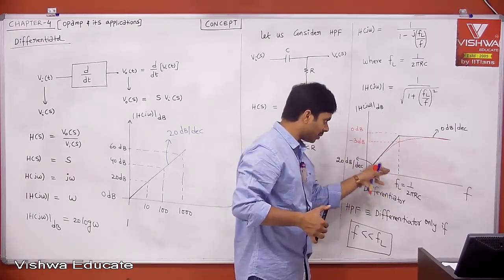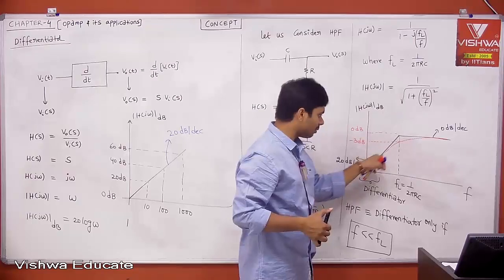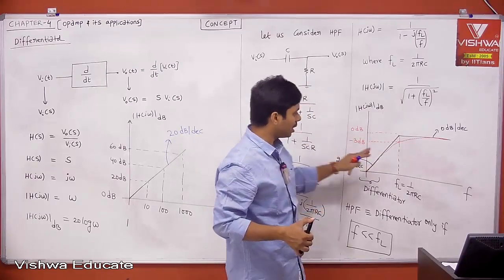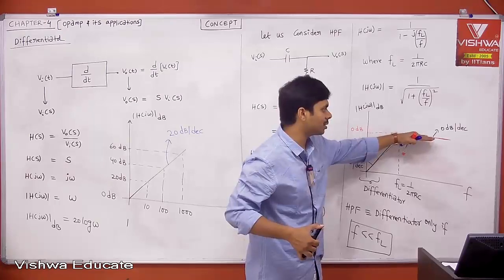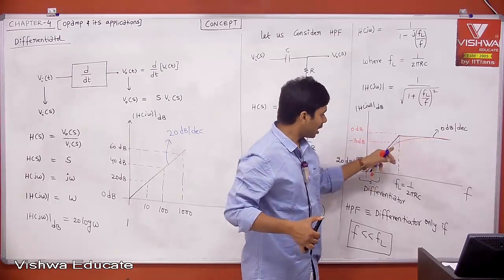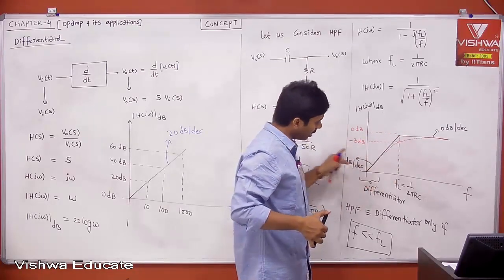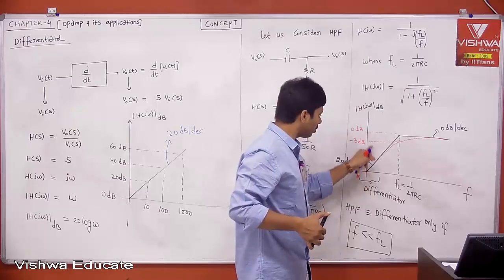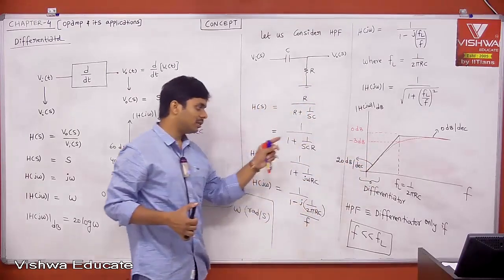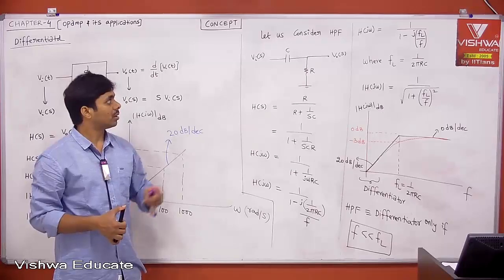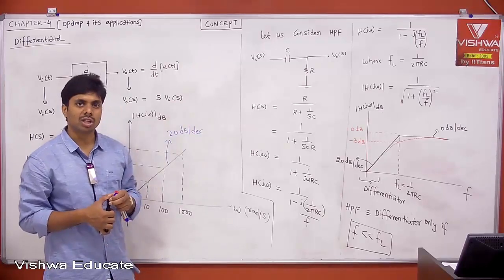Not just less than FL, because if you take the actual frequency magnitude response, it does not have plus 20 dB per decade throughout; slowly that plus 20 dB per decade is becoming 0 dB per decade. That's why it must be very much less than, far less than FL. Here you can say, black or red, almost plus 20 dB per decade, and there you can use the high pass filter as a differentiator.